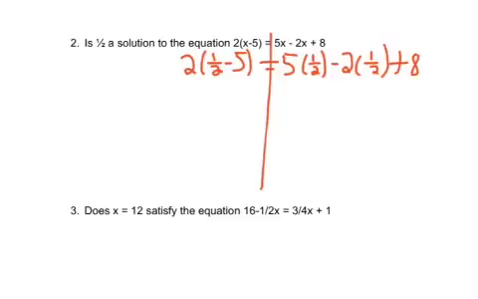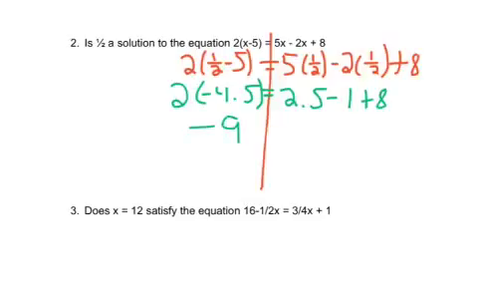So if I do what's inside my parentheses, 1/2 minus 5 is negative 4.5. So I would have 2 times negative 4.5. And I want to know if this equals my right-hand side. Half of 5 is 2.5 minus half of 2 is 1 plus 8. So 2 times negative 4.5 is negative 9, and I want to know if it's equal to the right-hand side. 2.5 minus 1 is 1.5 plus 8 gives me positive 9.5. Since these two values are not equal, no, 1/2 is not a solution.